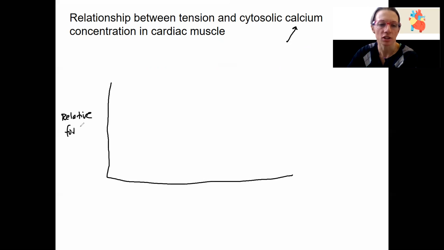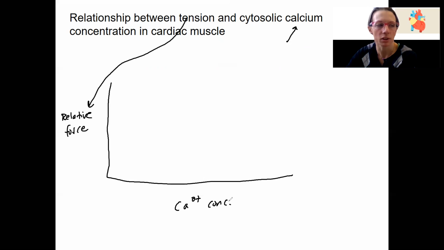So this is the tension generated by the heart muscle. And this is going to be calcium concentration. I'm not even going to give you units there because I don't want you to focus on them. So as we increase calcium concentration, what do you think is going to happen to force? It's going to be pretty low here. And this would be a heart muscle at rest, diastole.